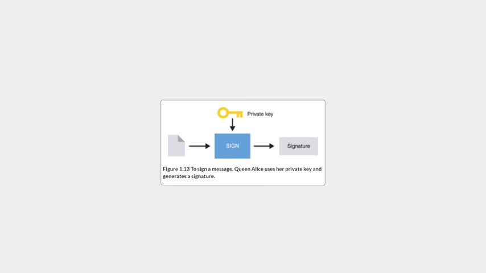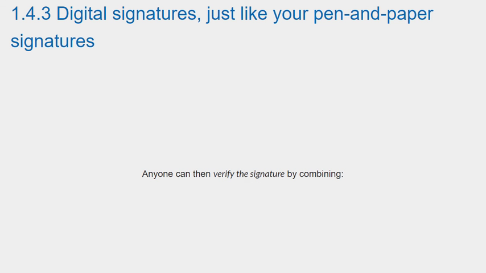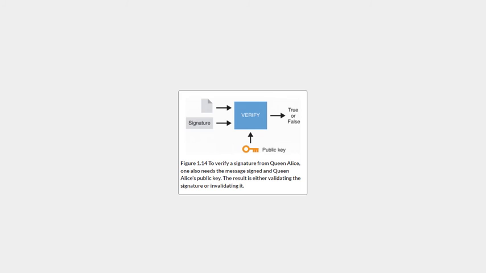In more detail, Queen Alice can use the RSA signature scheme and her private key to sign the message, "I, Queen Alice, trust Lord Bob." This generates a signature that should look like random noise. See Figure 1.13. Anyone can then verify this signature by combining Alice's public key, the message that was signed, and the signature. The result is either true, the signature is valid, or false, the signature is invalid, as Figure 1.14 shows.